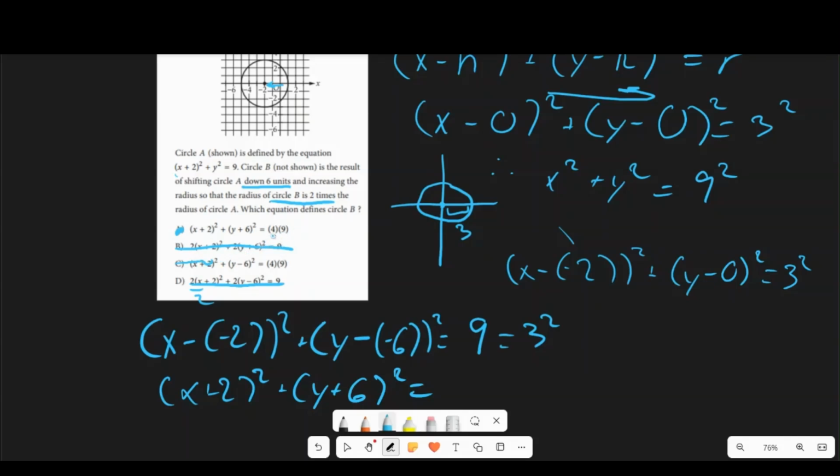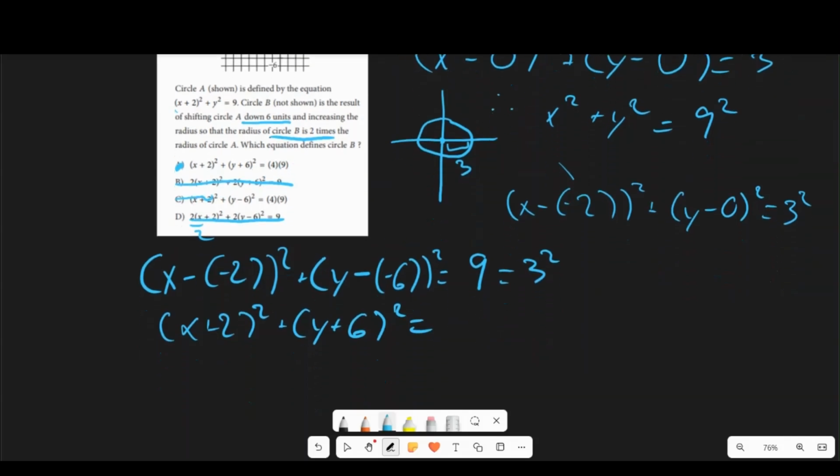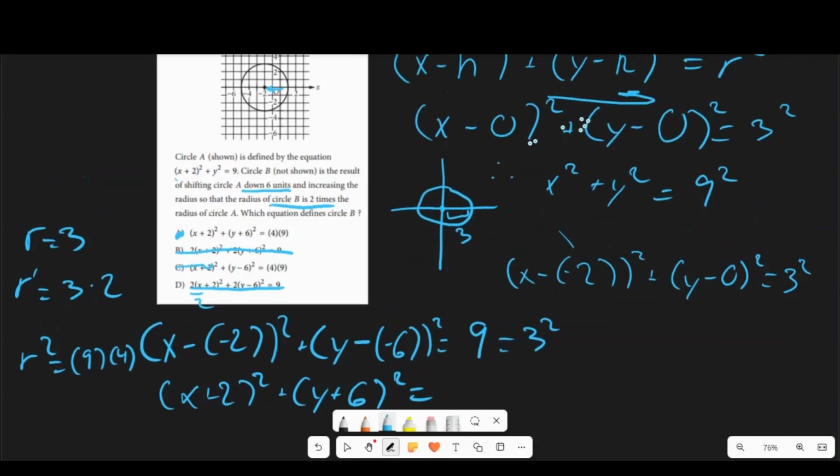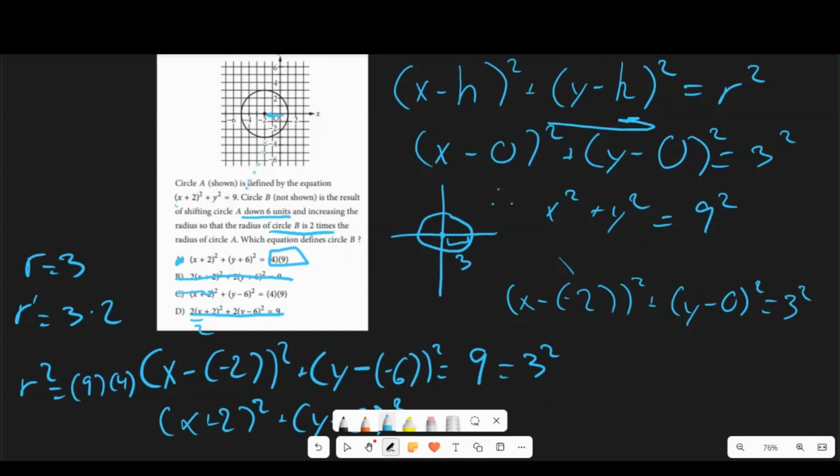And if you're wondering why there's a 4 times 9 here, well, recall that they told us that our r was multiplied by 2, so our r was originally 3, and then our new r, let's just call it r prime, is equal to 3 times 2. And remember, in our equation, it is r squared actually, so that would be 3 times 2 squared, which would be nothing more than 9 times 4, right? So that's how they made this r term over here, in case you were wondering. But we didn't even really need to worry about it because all we did was look at how the circle was shifted down and then found the correct equation that way.